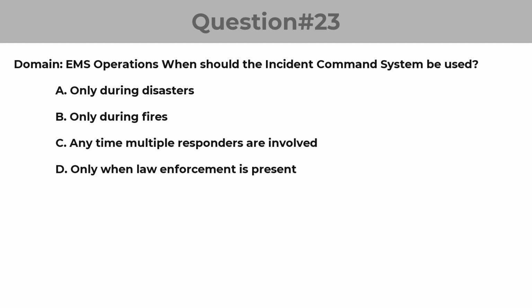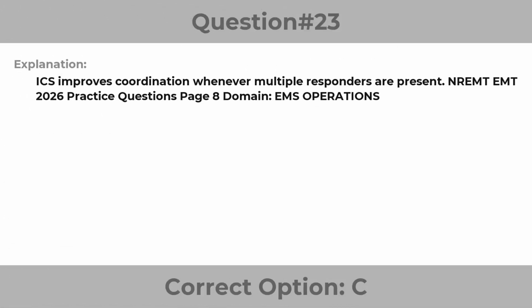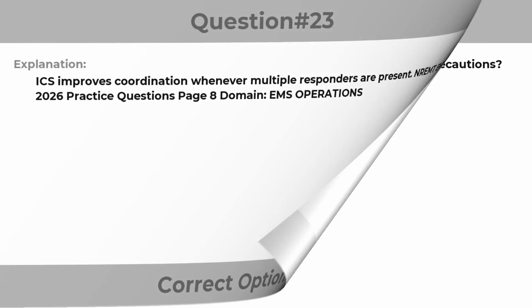Question 23. Domain, EMS operations. When should the incident command system be used? A. Only during disasters. B. Only during fires. C. Any time multiple responders are involved. D. Only when law enforcement is present. Correct answer C. Explanation: ICS improves coordination whenever multiple responders are present.